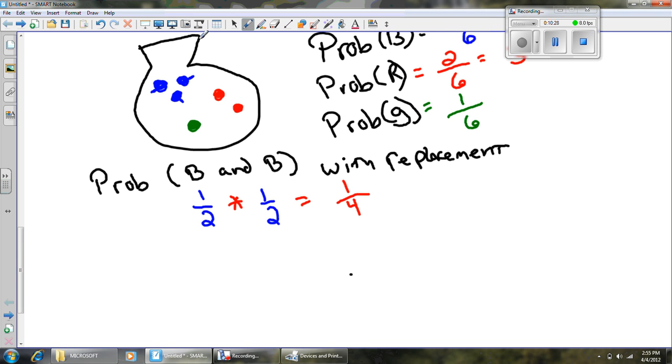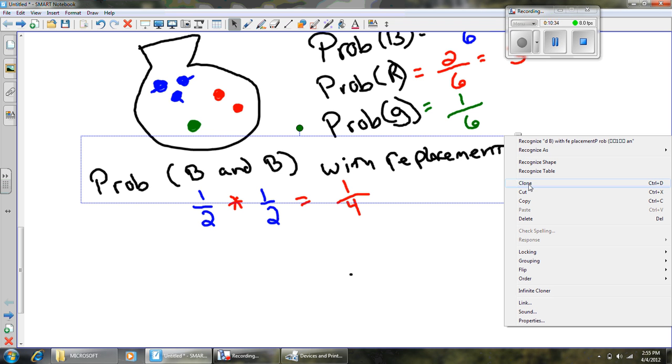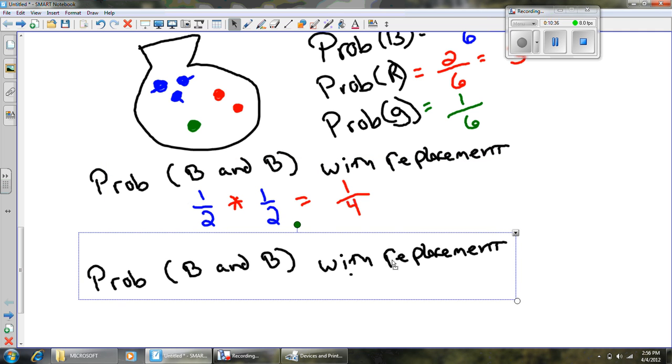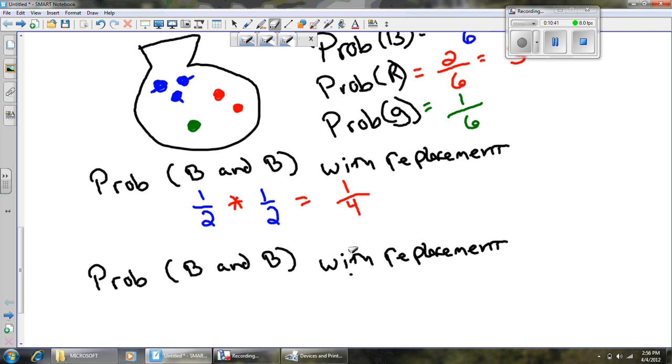All right, let's take it again. We'll take the same problem, clone it, except this time we're going to do it without replacement. And so I'm going to change that to without. What that means is I'm not going to put the first jelly bean back. So I've got to stop and think here. The probability of getting the blue one out the first time is 1/2 still. 3 out of 6 is still 1/2.